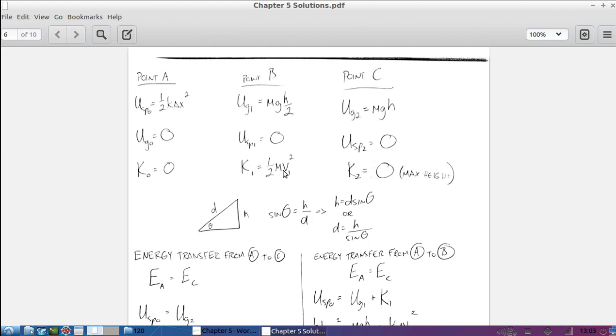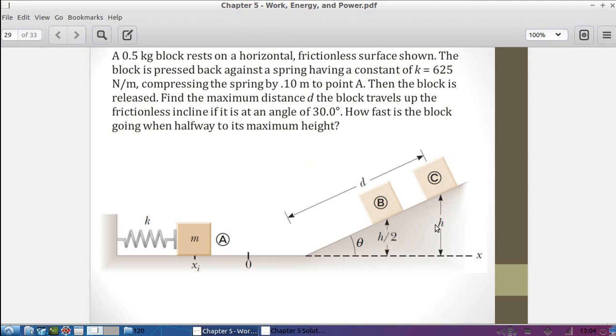So it's got a kinetic energy and a potential energy associated with its vertical position. At point C, it's at max height, so we know it doesn't have a velocity, and it still doesn't have a spring potential because the spring is at equilibrium again. Kinetic energy is 0. It now has a gravitational potential mgh because it's at its max height. So I'm concerned with these three events: A, B, and C.